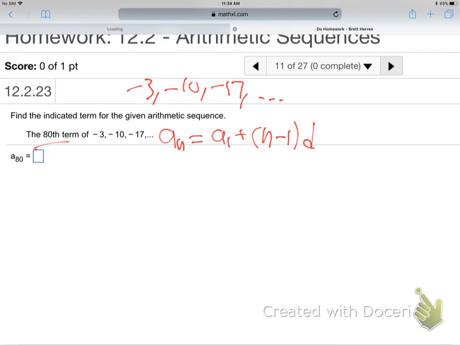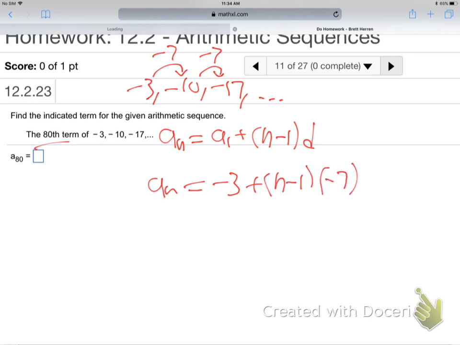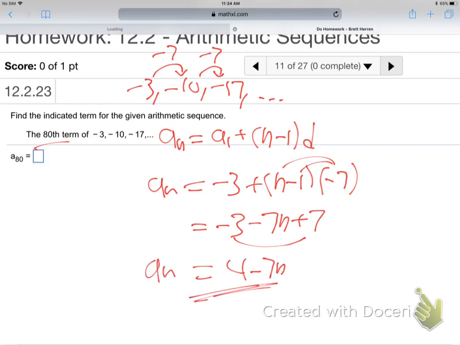All right, so what's the jump from term to term here? Going down by 7 every time, isn't it? Yeah. So the first term is -3, and the jump, the d, is -7, the difference from term to term. Distribute: -3 minus 7n plus 7. Combine those two, that's 4, minus 7n. So there's the formula.